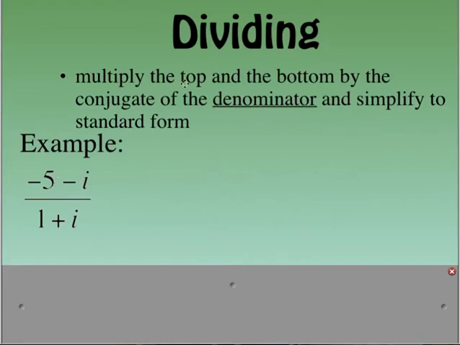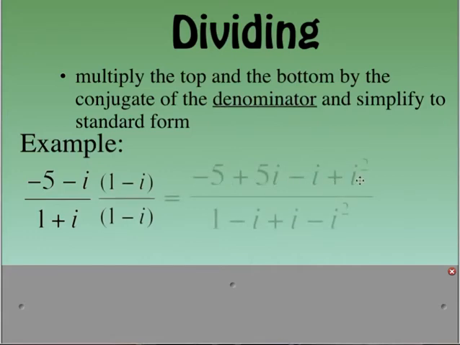So in dividing complex numbers, I need to multiply the top and the bottom by the conjugate of the denominator, and the denominator, remember, is the bottom. So I'm going to multiply by 1 minus i. And so then I'm going to do box method or FOIL on top. I'm also going to do box or FOIL on the bottom. So I FOIL. And so when I do that, I get -5 plus 5i minus i plus i squared on top. On the bottom, I get 1 minus i plus i minus i squared.